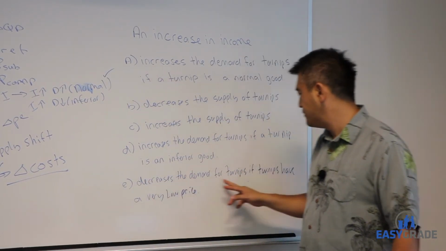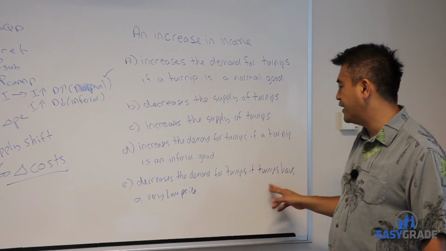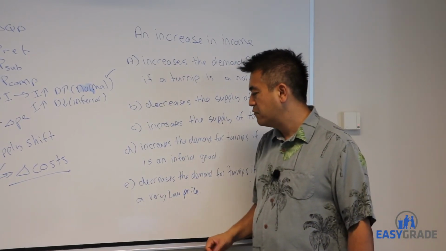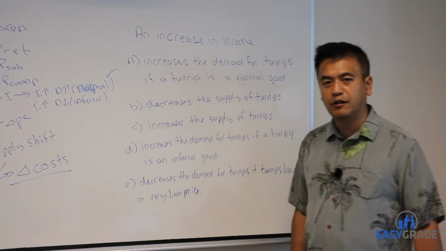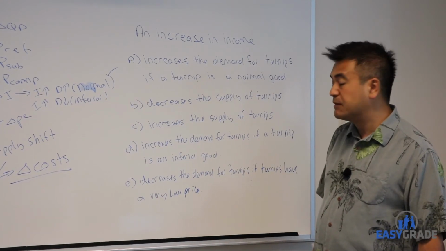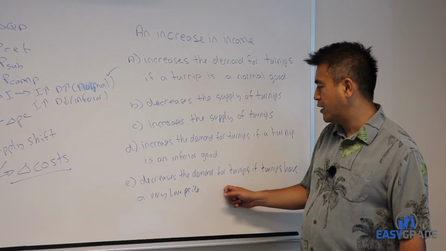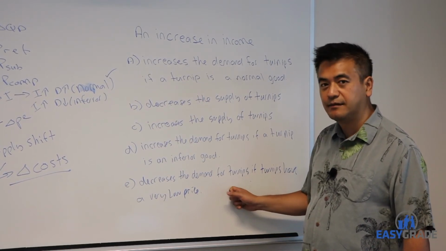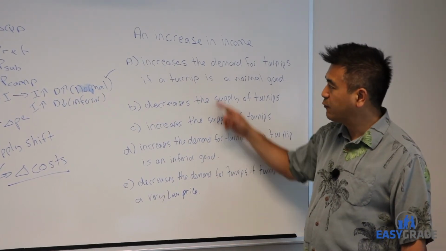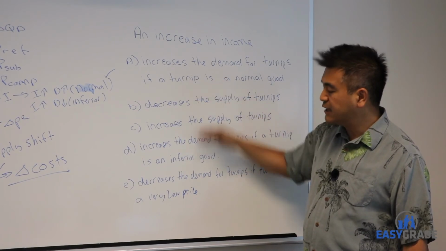E, decreases the demand for turnips if turnips have a very low price. Doesn't matter the low price. We're talking about the demand curve, the shifting of the curve, and the answer is still wrong. It doesn't decrease the demand. So the answer once again is A, but we can see why the others are wrong.